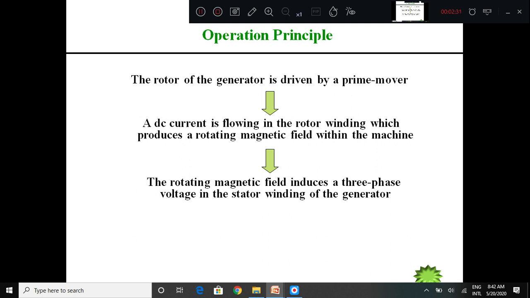The principle of operation is very simple. The rotor is driven by the prime mover. The rotor consists of the field, that is an electromagnet. It is excited by a DC producing the magnetic flux. The rotor is driven by mechanical energy. Then the conductors are placed in the stator. They are in three phases. It is a three-phase synchronous generator. There are three windings in which there is an induced voltage. There is a statically induced voltage in the armature winding because the conductors are stationary and the field is rotating.